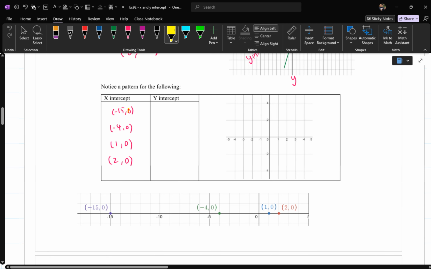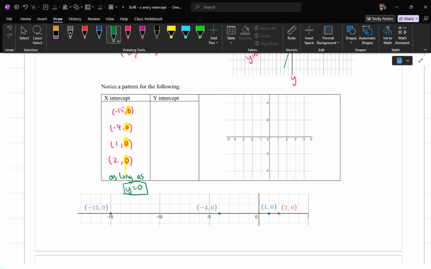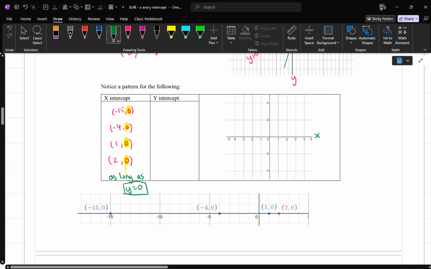And hopefully you picked up that as long as y is equal to 0, the y coordinate, if it's equal to 0, you will have an x-intercept, meaning a coordinate on the x-axis. This is the x-axis.